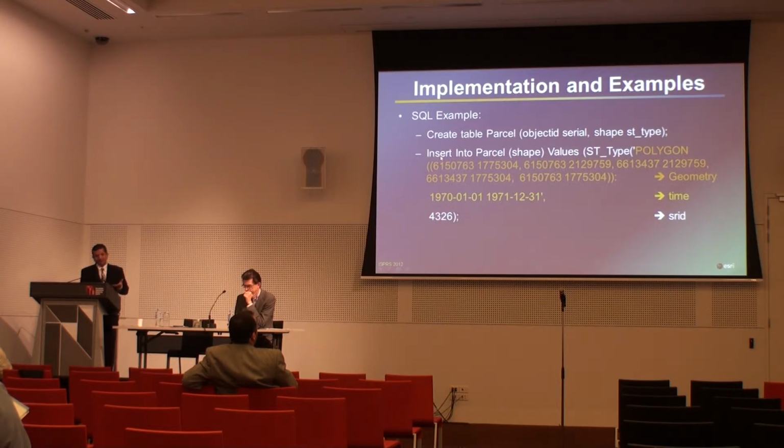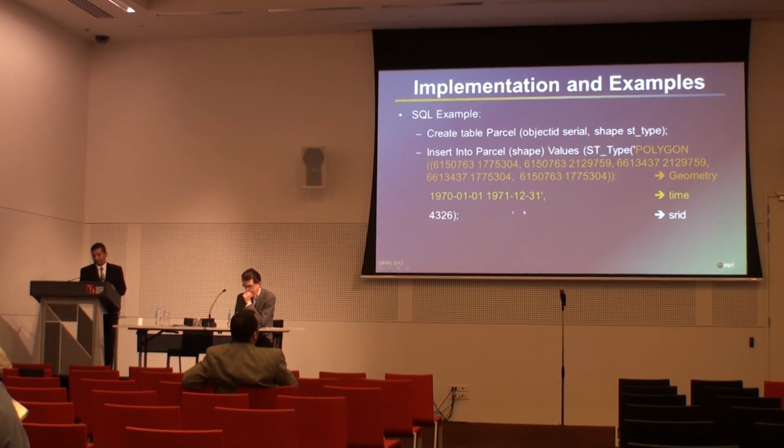The second part is that you start inserting your information if you are using a WKT constructor. So you say insert into parcel values ST type, and then you define the polygon, which is standard in a WKT format. And the second part, which is more important here, is the time. So you add the time after the WKT text, and you define the SRID with this information.